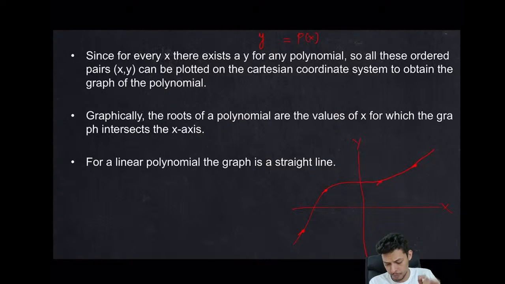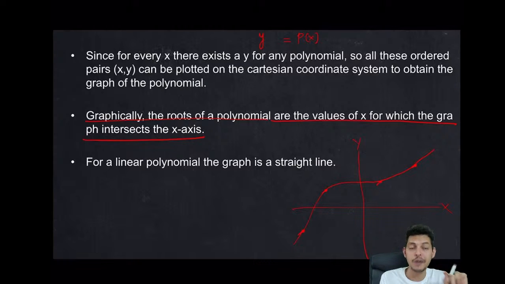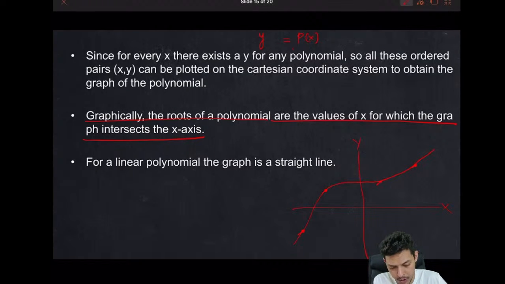Now, graphically, the roots of a polynomial are the values of x for which the graph intersects the x-axis. Again, if you have a sound knowledge of coordinate geometry, you must be knowing by now. Let me just tell you one thing: you must be knowing by now that everywhere on the x-axis, the value of y is 0.